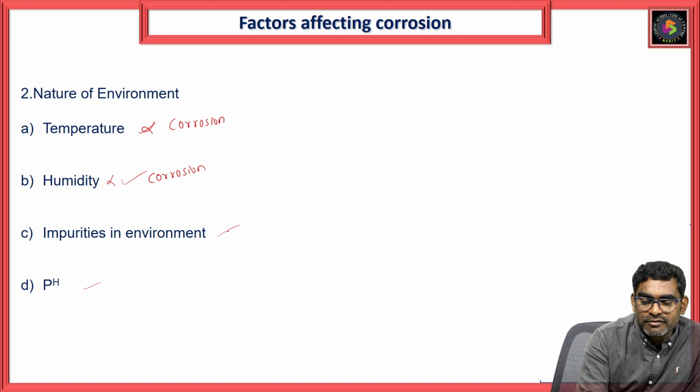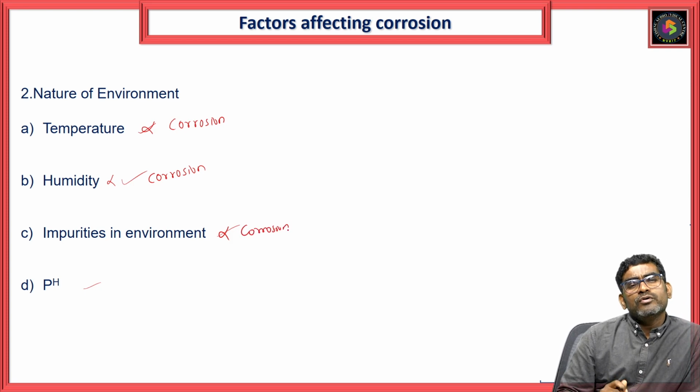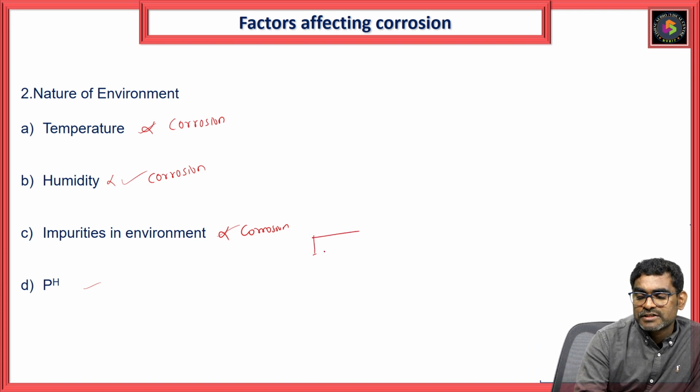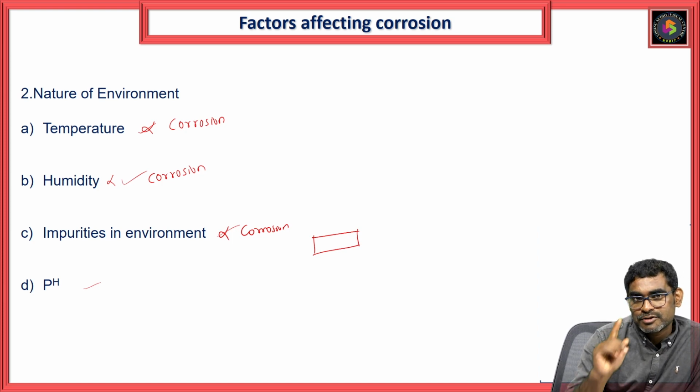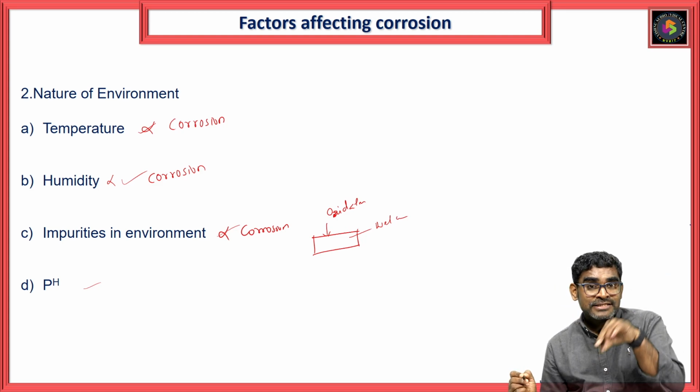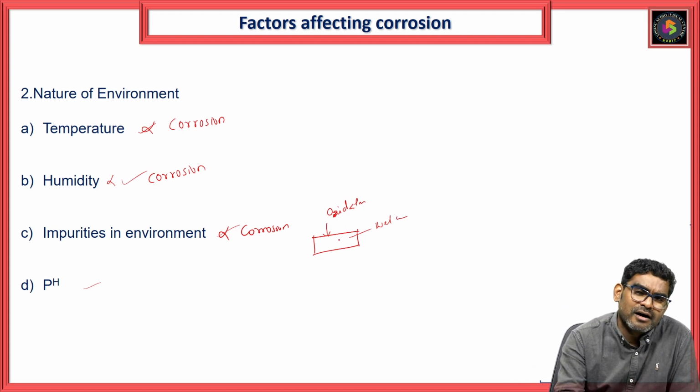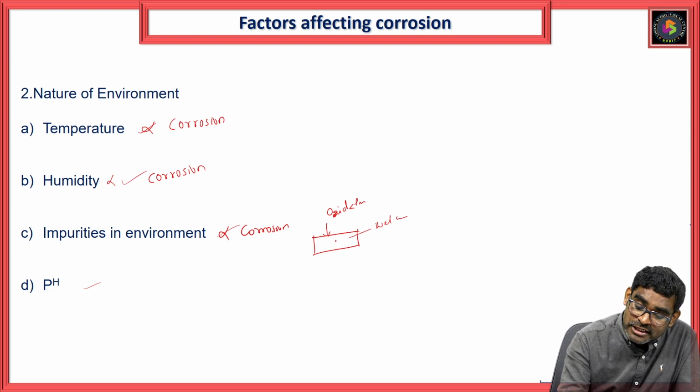Then impurities in the environment are also directly proportional to corrosion. How? Suppose I have placed a metal in an environment where there are no impurities in the atmosphere. Here the possible mechanisms are only two. One is, in the absence of moisture, oxidation corrosion, or otherwise, if any floating liquid is there, wet corrosion. But whereas if impurities are present, these impurities mean any gases or solid suspended particles.